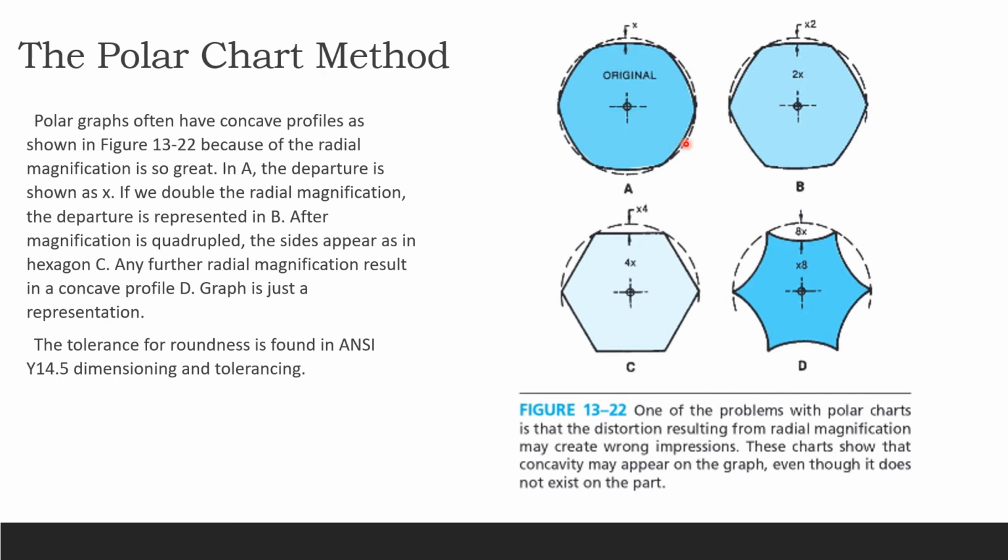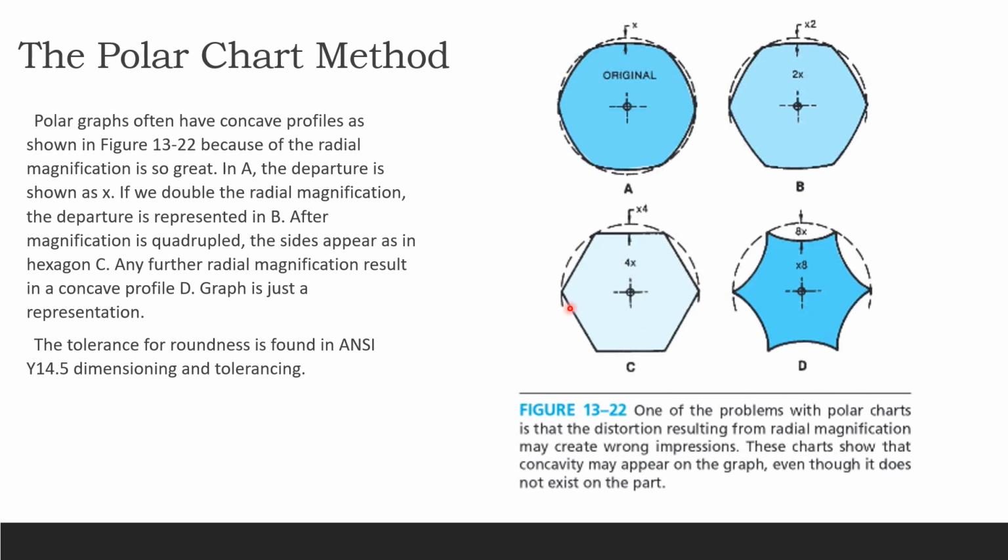If we double the radial magnification, the departure is represented in B. Now we have 2x. See how it goes. Then we quadruple the magnification so you can see better. You can see a little more. Now the shape that we see at 1x is actually this in higher magnification, at 4x.